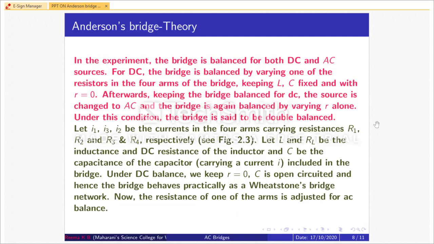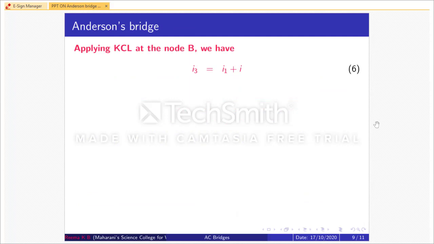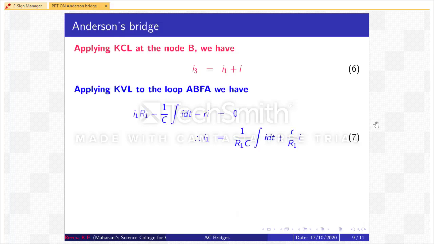Now the resistance of one of the arms is adjusted for AC balance. Applying KCL at the node B, we have I3 is equal to I1 plus I. Applying KVL to the loop ABFA, we have I1 R1 minus 1 over C integral I dt minus R I is equal to 0. Therefore, I1 is equal to 1 divided by R1C integral I dt plus R by R1 times I.